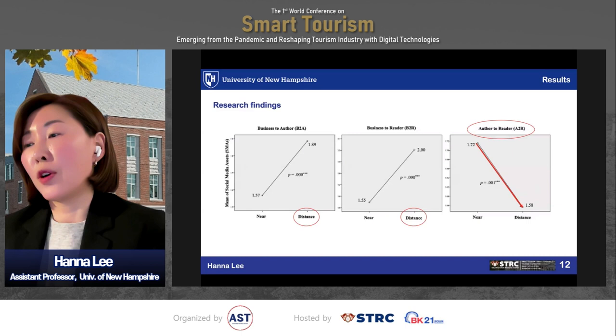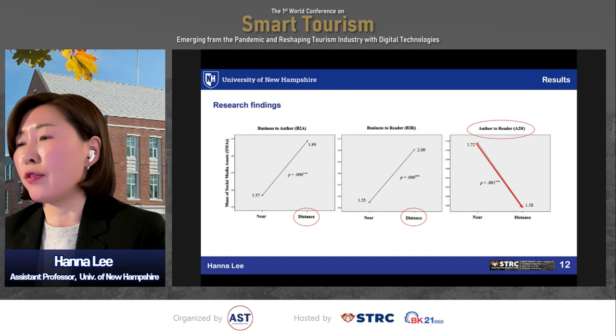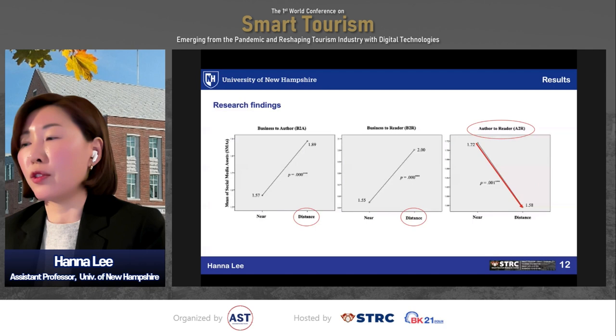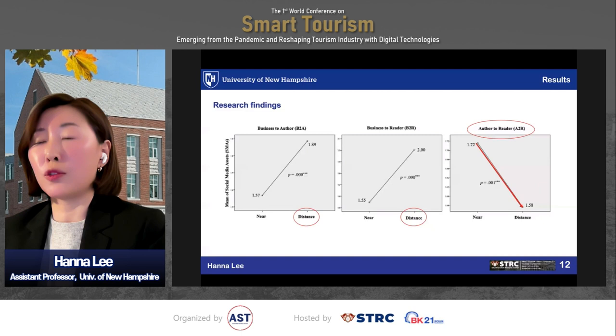In other words, in destination tourism, this confirms that the more distant travelers are from a business destination, the greater the positive effects on enhancing digital presence compared to short distance travelers. On the other hand, for food travelers, recommendation by close others has greater effects regardless of the travel distance. So that answers the first research question.